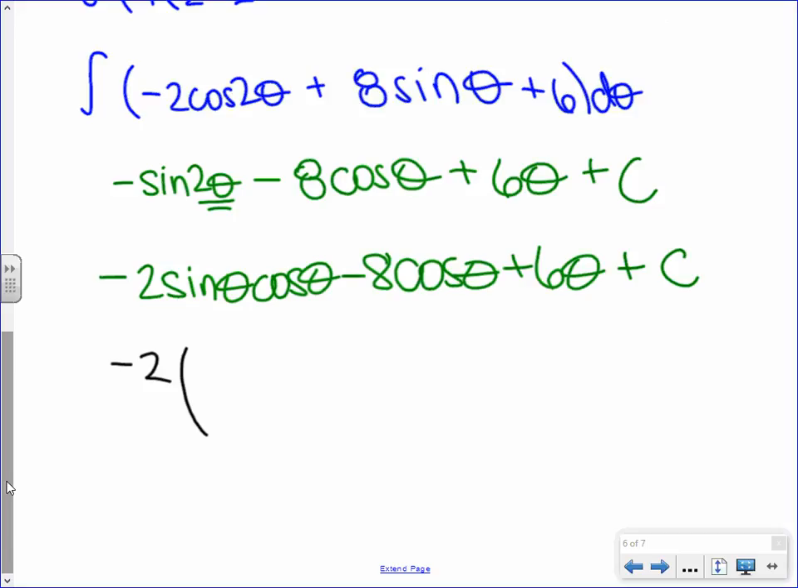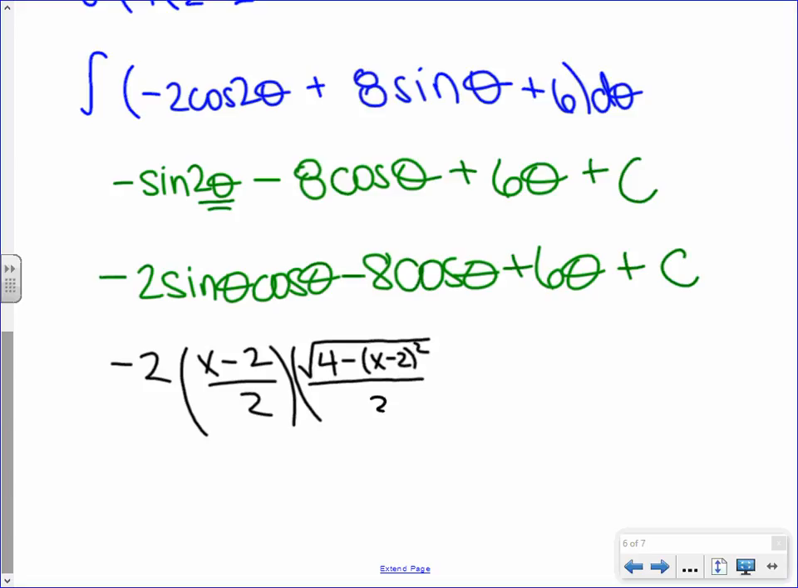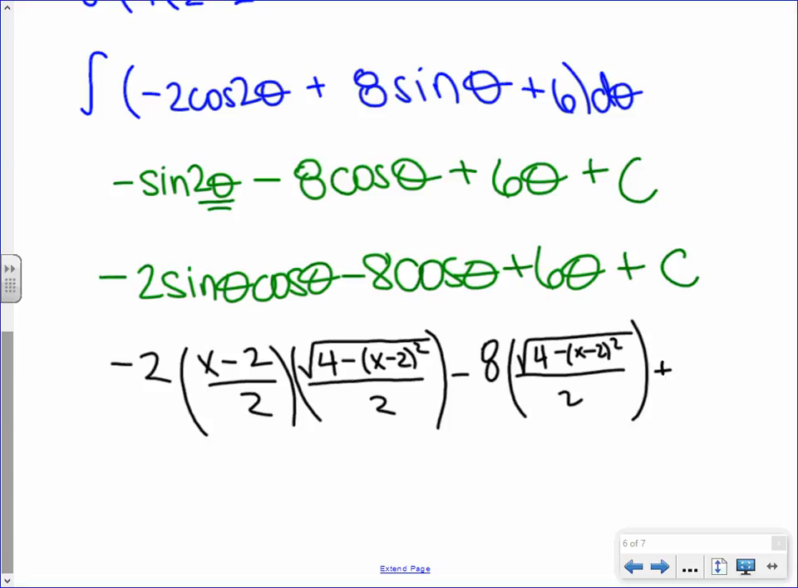Sine of theta, what is that ratio? Excellent. Cosine of theta, what is that ratio? Square root of 4 minus the quantity x minus 2 squared over 2. Good. So then we have minus 8 times that same cosine ratio. Okay. And then we have theta.